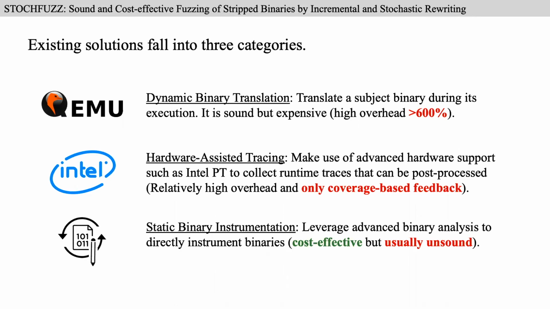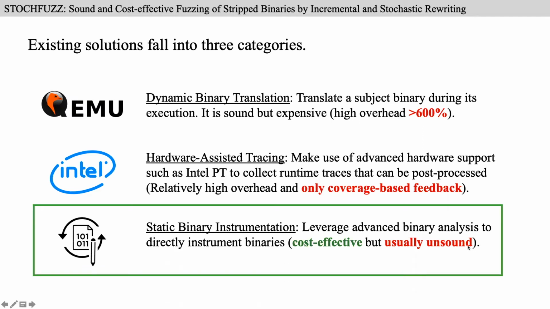The third one is static binary instrumentation. It leverages binary analysis to do rewriting before fuzzing. Although it is cost-effective, static binary rewriting is an undecidable problem due to the lack of symbol information. To achieve better fuzzing performance, we also choose static binary rewriting to enable binary-only fuzzing.